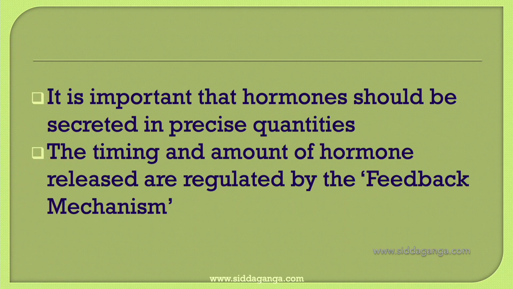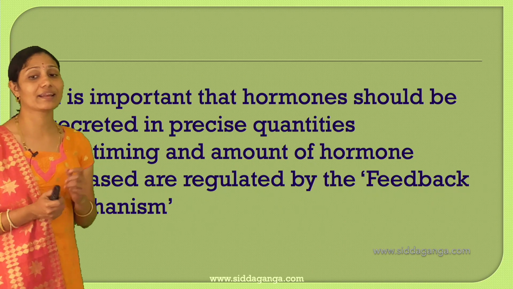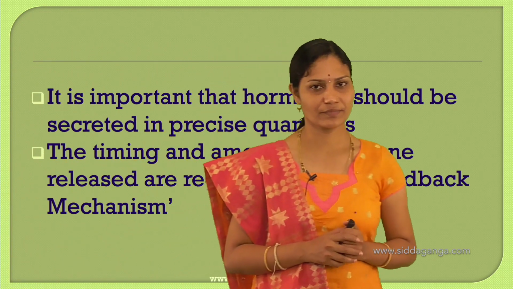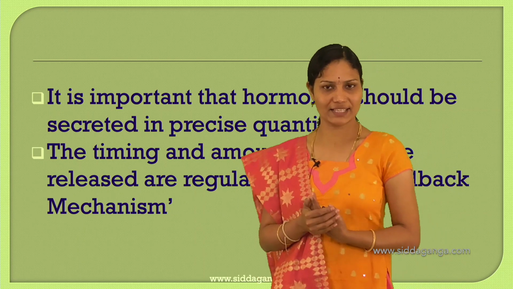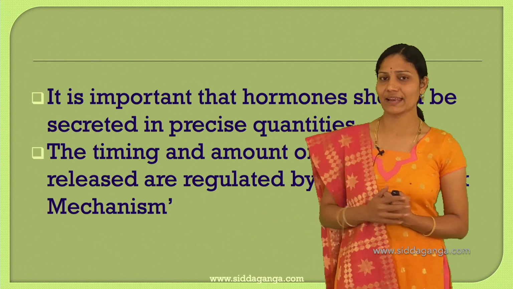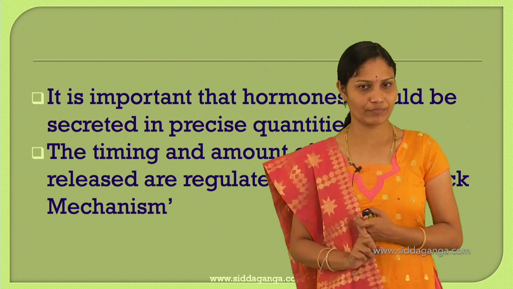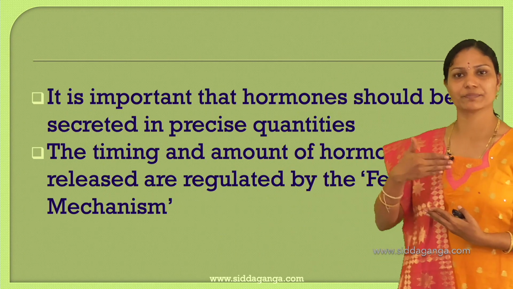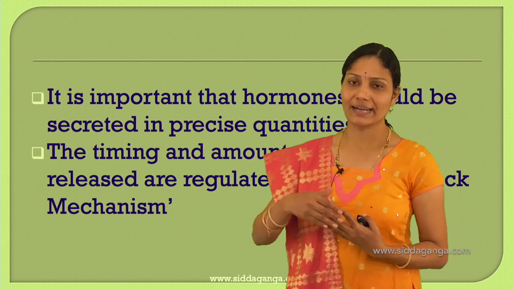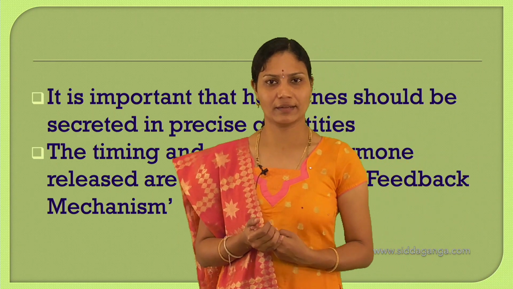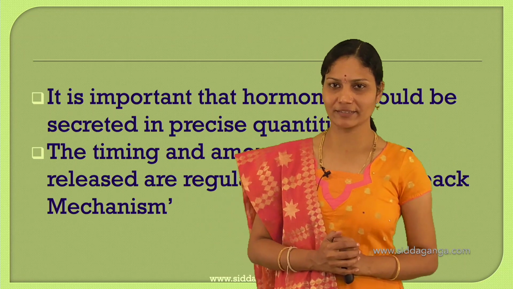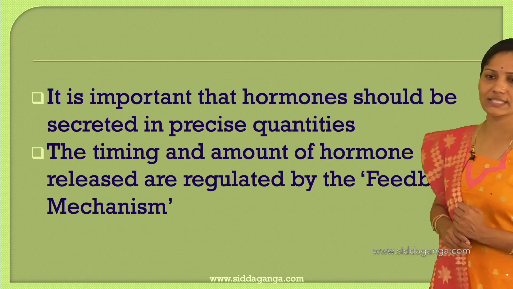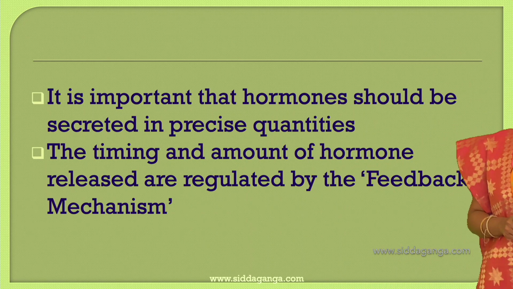Look at this. The timing and amount of hormone released are regulated by a mechanism referred to as feedback mechanism. So there are two types of feedback mechanisms. One is the positive feedback mechanism and the other is the negative feedback mechanism. I told you these hormones must be secreted precisely, they must be released precisely. The timing and the quantity are very, very important. There should be some mechanism for this, right? There should be something that takes care of this, and this mechanism is referred to as the feedback mechanism.